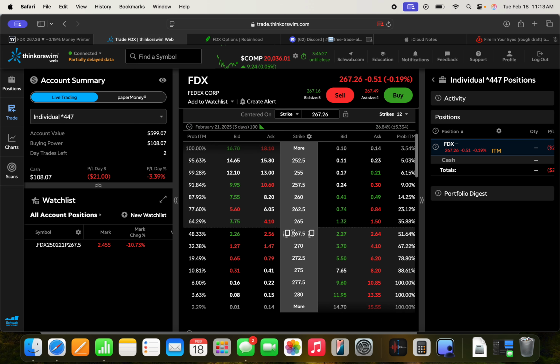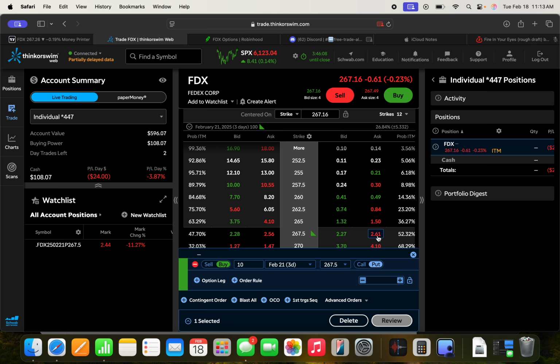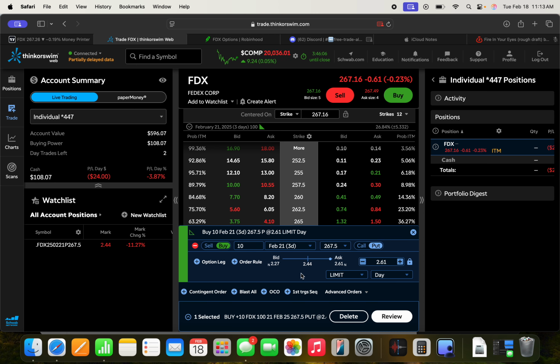I'm gonna find the strike price, which was 267.5 right here. It said it was a put, so I'm gonna look on the right side. I'm gonna always buy whatever the asking price is. You have ask and you have bid up here. Bid, ask. Always go for the ask price. If I was to go for this right now and I tap on this, they want 2.61.